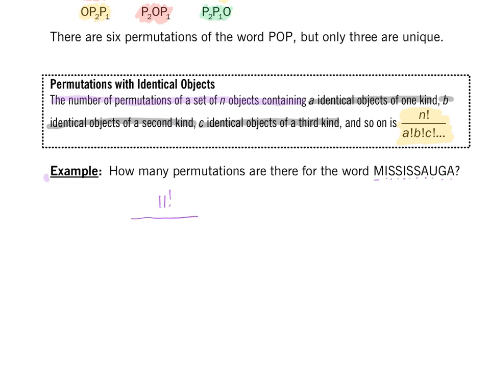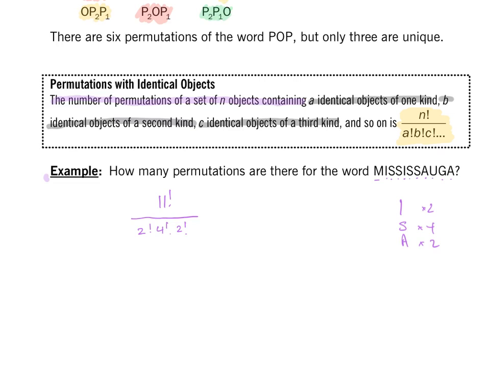And then what we want to see is how many letters have a repetition. Does M repeat? No. Does I repeat? Yes, twice. Does S repeat? Yes, 4 times. And does A repeat? Yes, twice. So we have 2 I's, 4 S's, and 2 A's. So this is going to be 11 factorial over 2 factorial, 4 factorial, 2 factorial. This is not going to be a treat to put into your calculator. You're probably going to have to end up doing this manually.